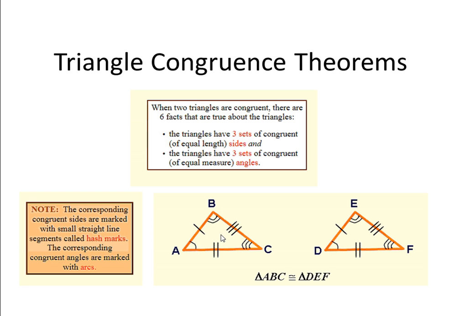So these right here are my hash marks, and these are my arcs with the angles. And notice in my triangle congruency statement, I have the corresponding sides matched up with the corresponding angles. That is important when you're writing that part.